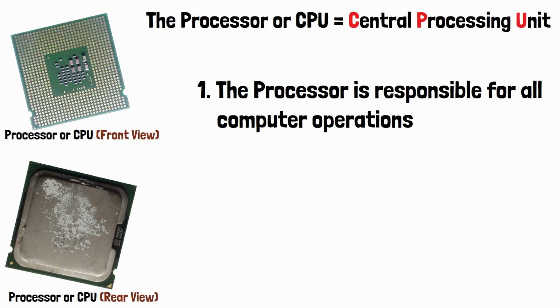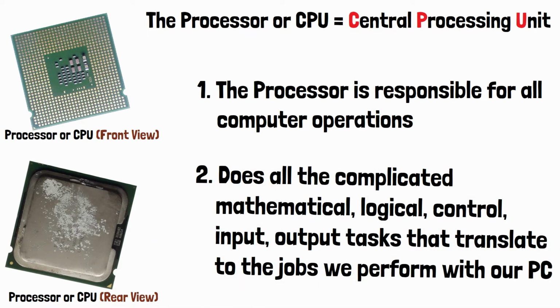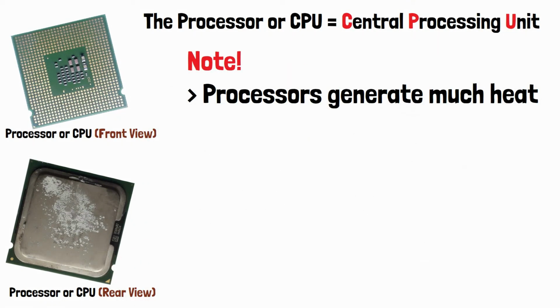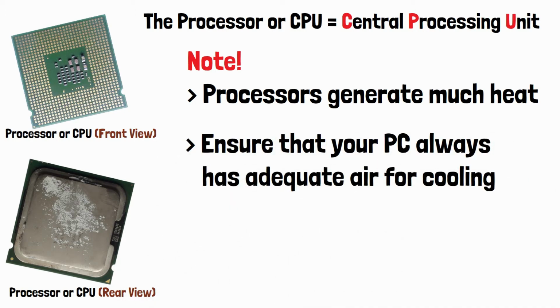Computer processing involves a wide range of complicated mathematical, logical, control, input and output tasks that translate to the individual and group operations and tasks that the PC performs, or that we often use our computers to perform. These wide varieties of complicated tasks are usually referred to as processing, and the sole hardware responsible for these is the processor. Okay? Note, due to the high heat demand of processors, they usually have fans to help them with cooling and heat dissipation. Okay?